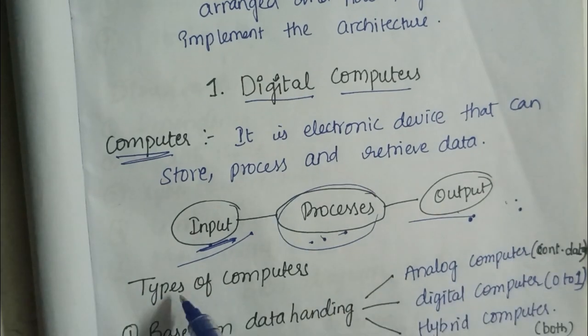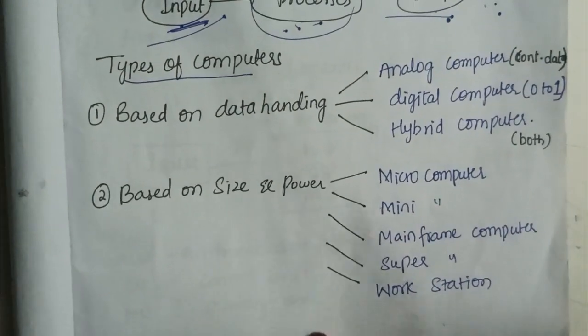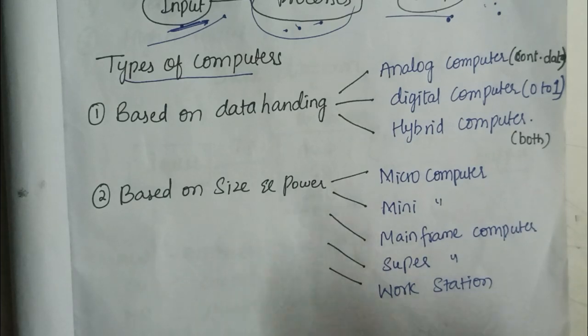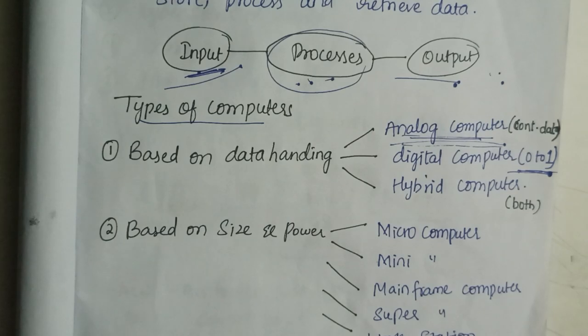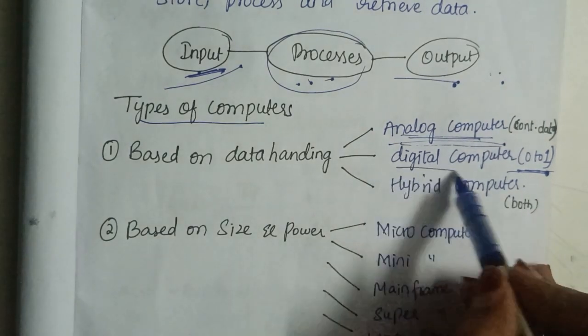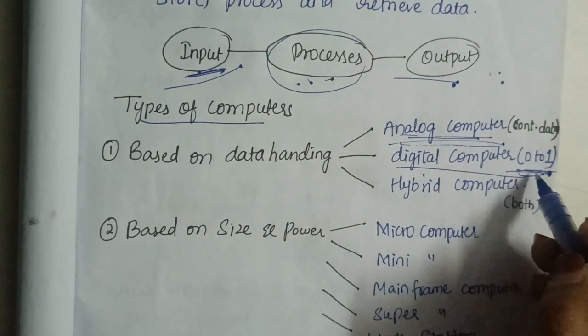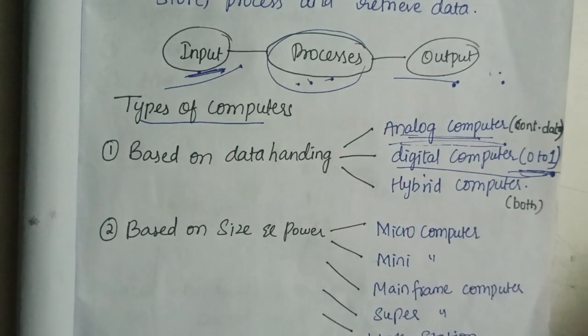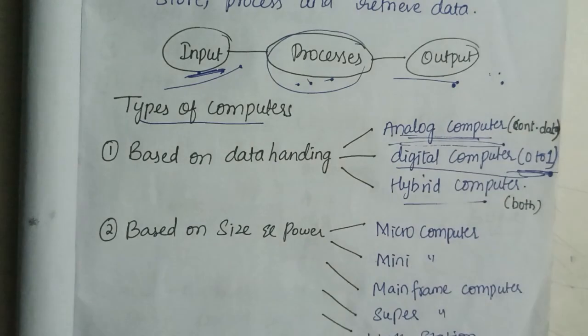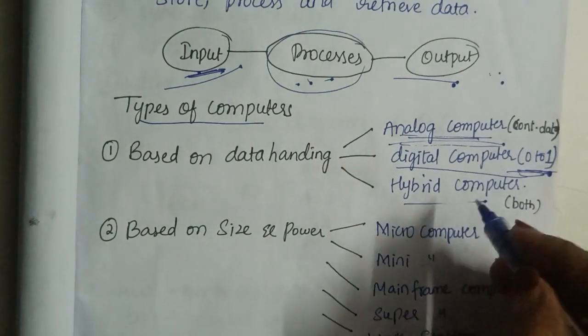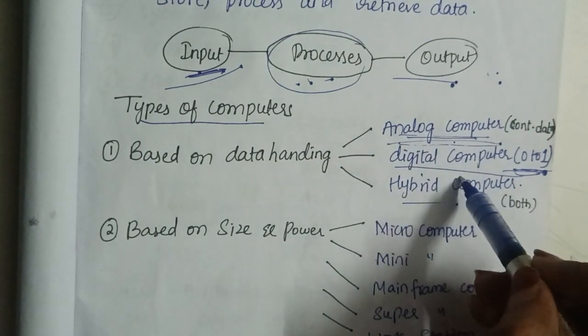And then we have many types of computers. Based on data handling, like how the data is handled, we have three types of computers: analog computer, digital computer, and hybrid computer. Analog computers work with continuous data and are not in use right now. We use digital computers nowadays, which work with binary data like zeros and ones. Then we have hybrid computers, which have features of both analog and digital computers.